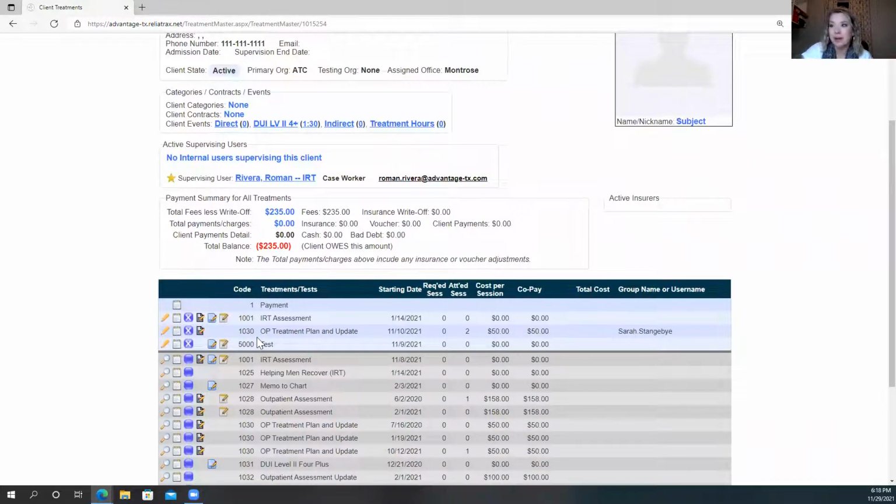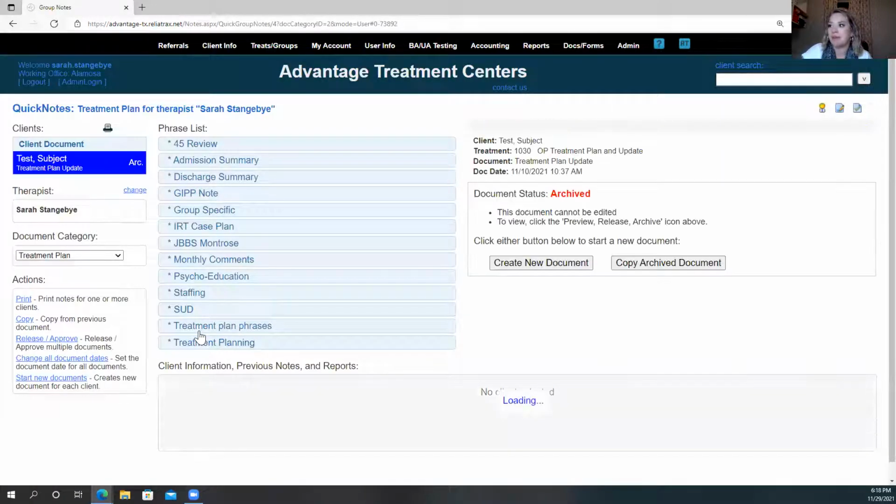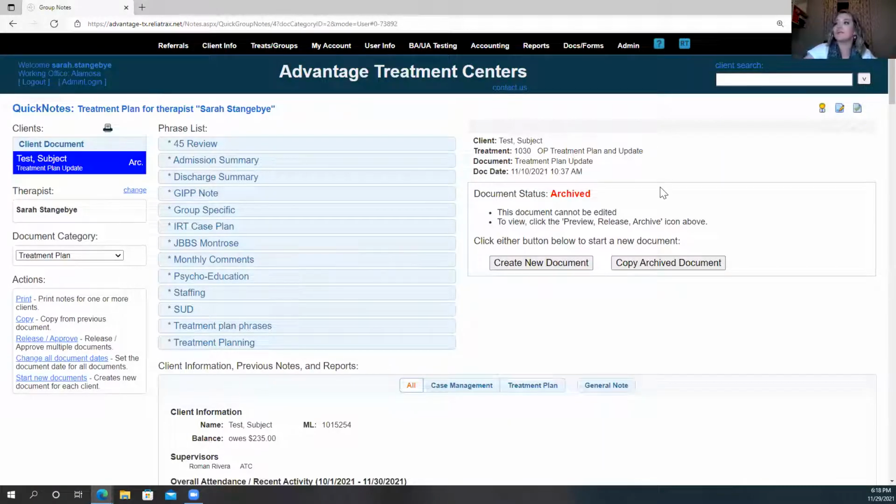All righty. After that point, I hover over the document and it says the treatment plan update. That's exactly what I want, and I'm going to click that. Here there's a screen that should look fairly familiar to you all, and it gives me an option to do one of two things. If this is a treatment plan update, I can literally hit copy archive document and it's going to produce a carbon copy of the document I created before.